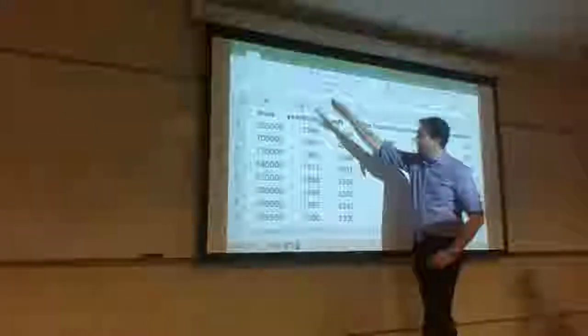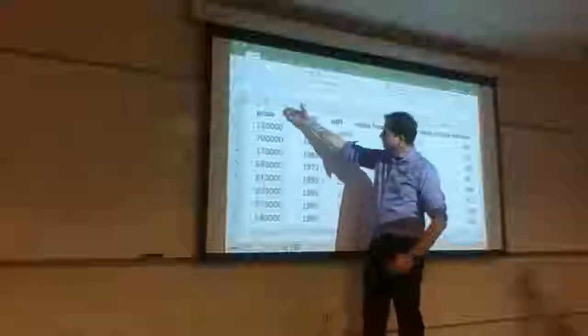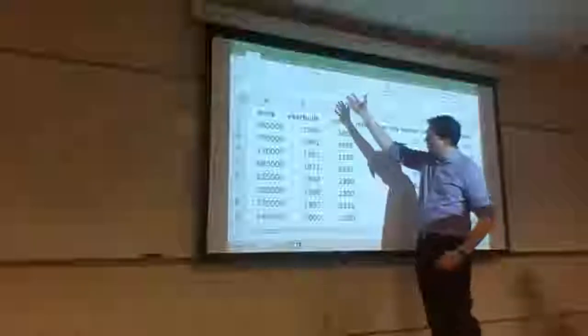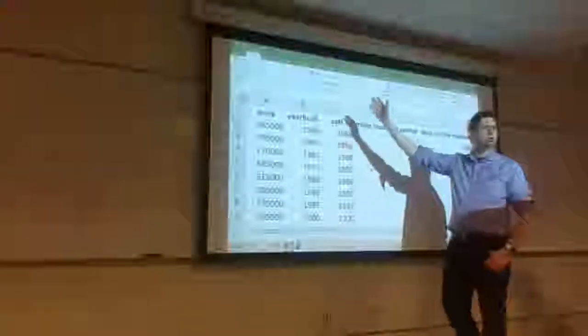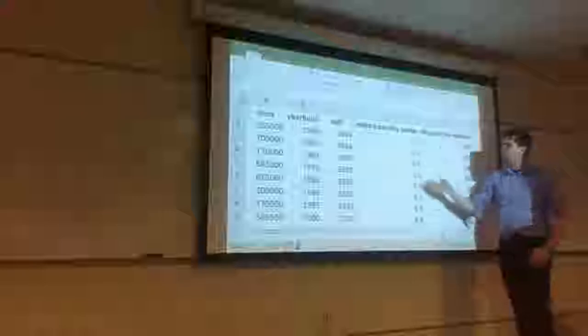So here we have the price of the house in US dollars. Here we have the year the house was built. Here we have the square feet of the house. This is a big house, 3,600, almost 3,700 square feet. Wow. Here we have how far away it is from the city center.